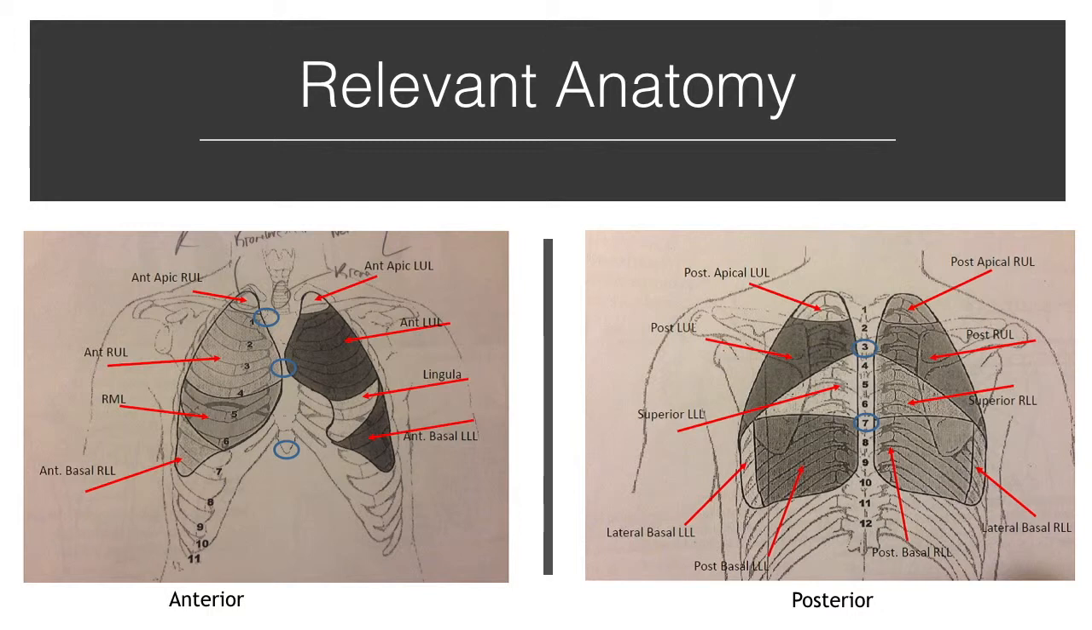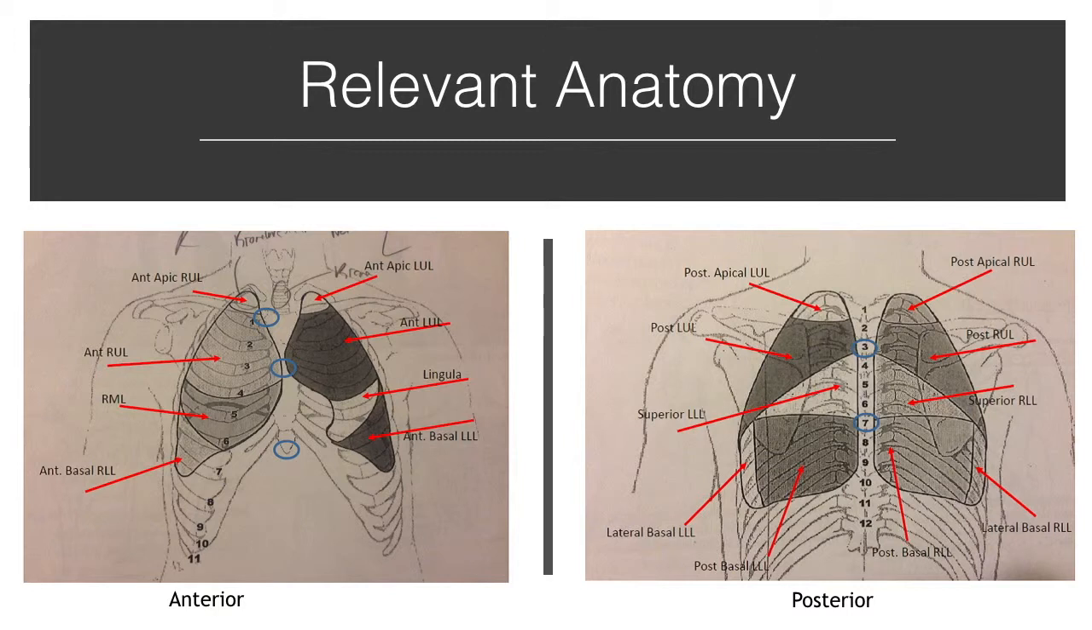So before we dive into this, it's important to go over a little bit of relevant anatomy about the lungs so that you can identify where certain lobes are, and it also helps with making the positions for postural drainage really make sense. So the right lung has 3 lobes and the left lung has 2 lobes. So the right lung is a little bit larger.